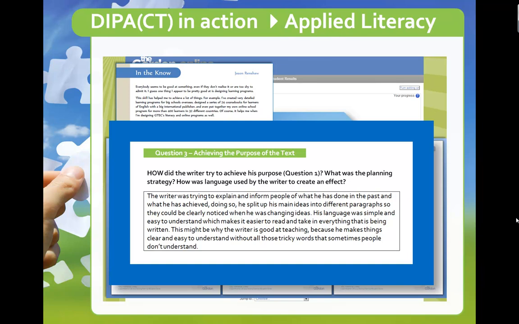The sample answer here from a student is: the writer was trying to explain and inform people of what he has done in the past and what he has achieved. Doing so, he split up his main ideas into different paragraphs so they could be clearly noticed when he was changing ideas. His language was simple and easy to understand, which makes it easier to read and take in everything that is being written. So what you're seeing here is very much the critical thinking element. Actually thinking about why and how texts were put together the way that they are.